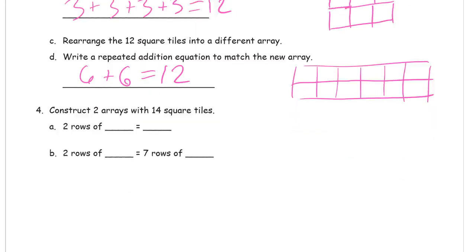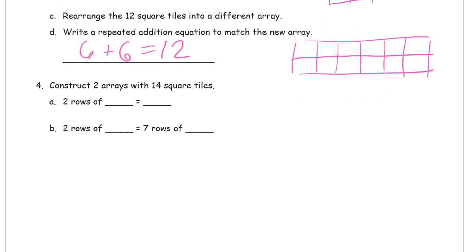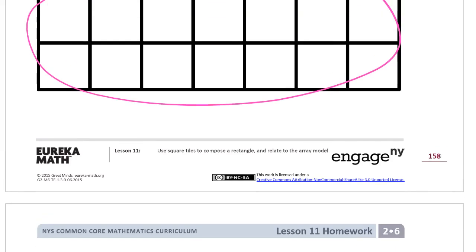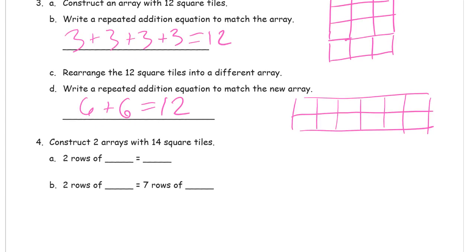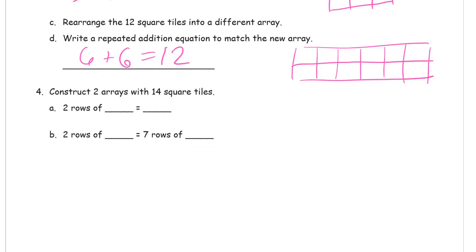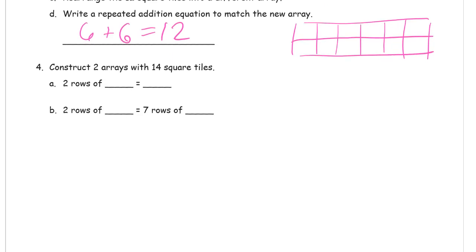Construct 2 arrays with 14 square tiles. 2 arrays. So do we have 14 tiles? Oh yeah, we do. 1, 2, 3, 4, 5, 6. So that's all of them. So two arrays. Make sure you have all 14 when you're doing this. If you drop it on the floor or something and you have an odd number of tiles, you won't be able to make any arrays.